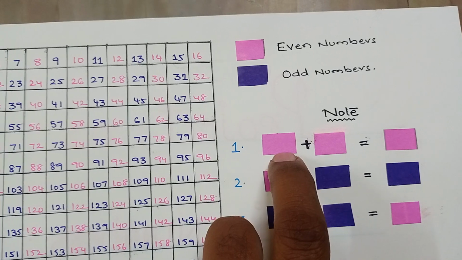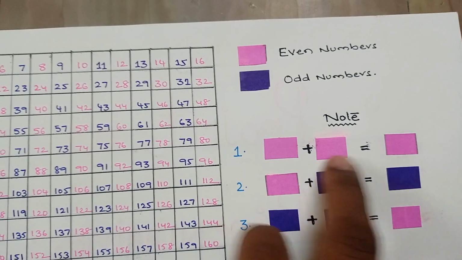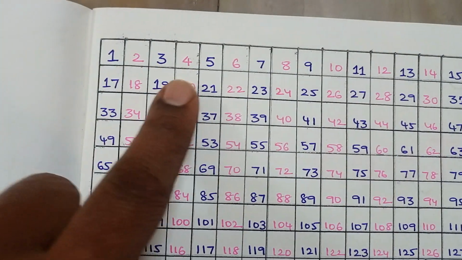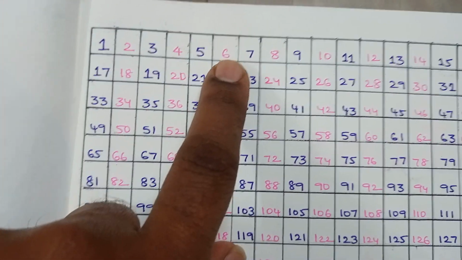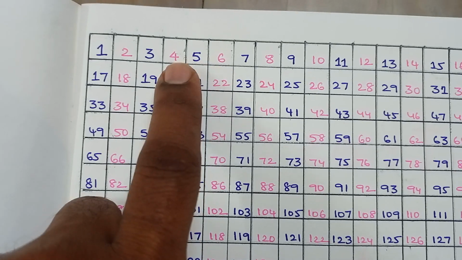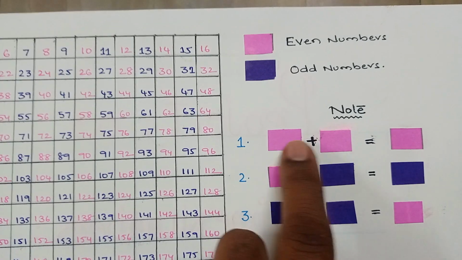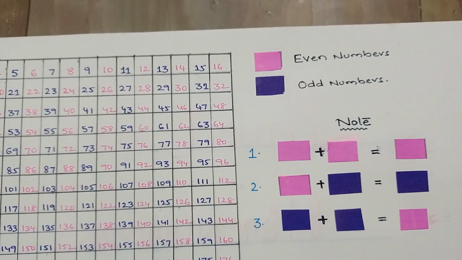Therefore, if you take the sum of two even numbers, what is the result we get? Let me check. 4 is an even number, 6 is an even number. I took the sum, we get 4 plus 6 equal to 10. 10 is also an even number. Therefore, the sum of two even numbers is always an even number, guys.